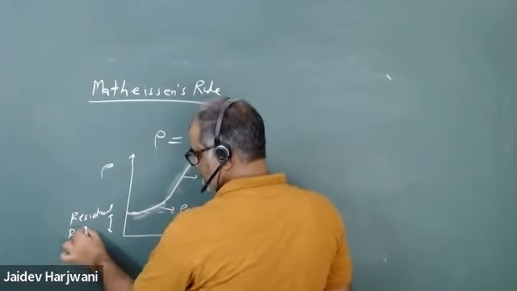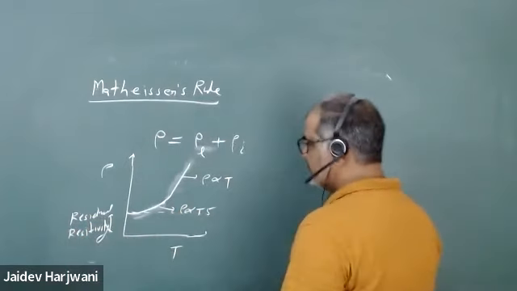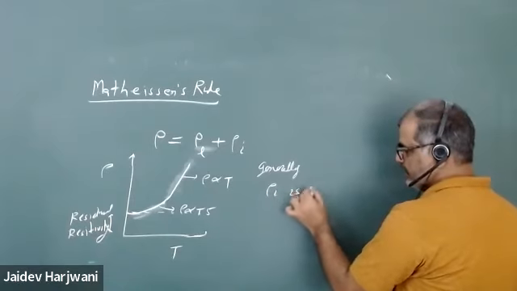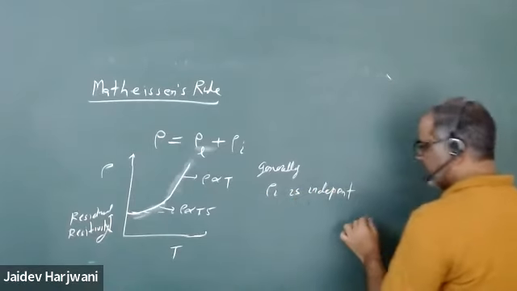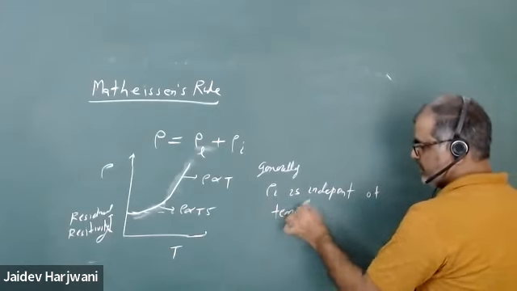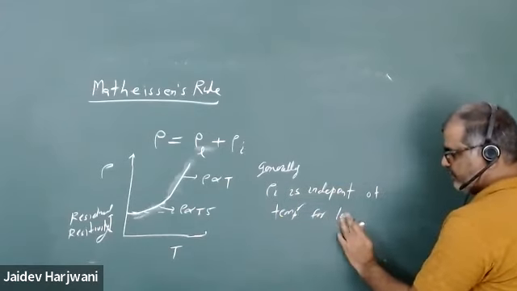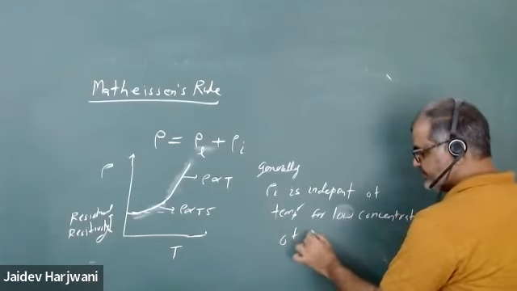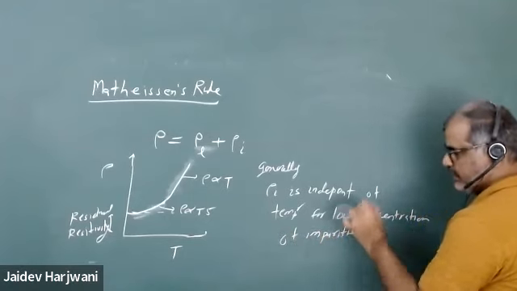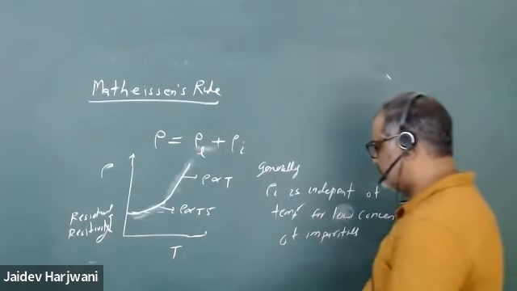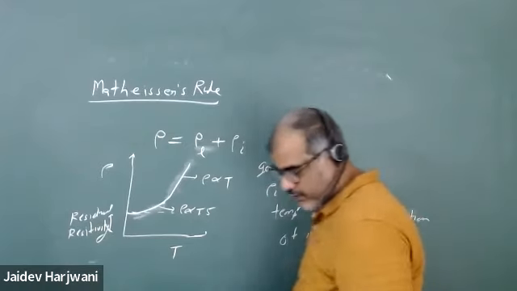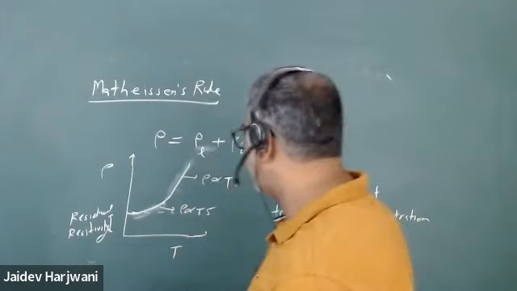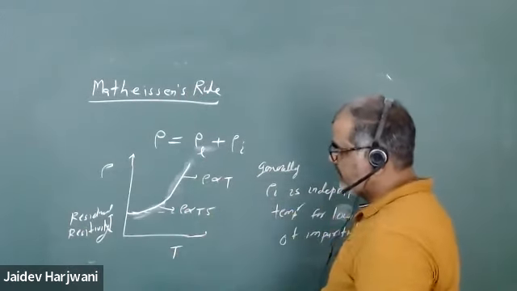So from here to here, this is your residual resistivity. This resistivity is generally independent of temperature, for low concentration of impurities. If the concentration is low enough, and if the temperature is very high, then the impurities and defects may get modified. But in general, this is independent of temperature, and this part is dependent on temperature. So this is your Matthiessen's rule.